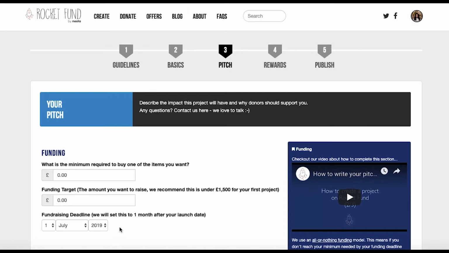Now for the fundraising deadline. This should roughly be 4 weeks after you've launched your project. We have found that this amount of time keeps the interest of the project followers and is a manageable amount of time for our project creators too. If you would like to run yours for longer or shorter, it's up to you.